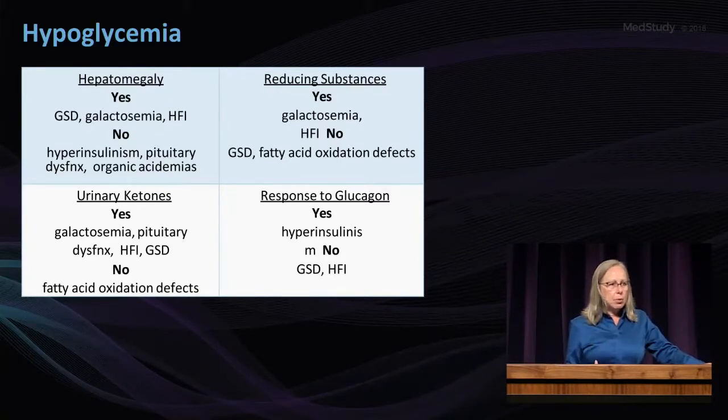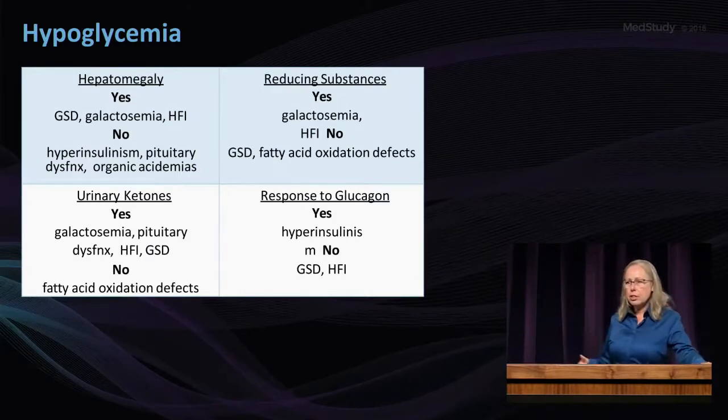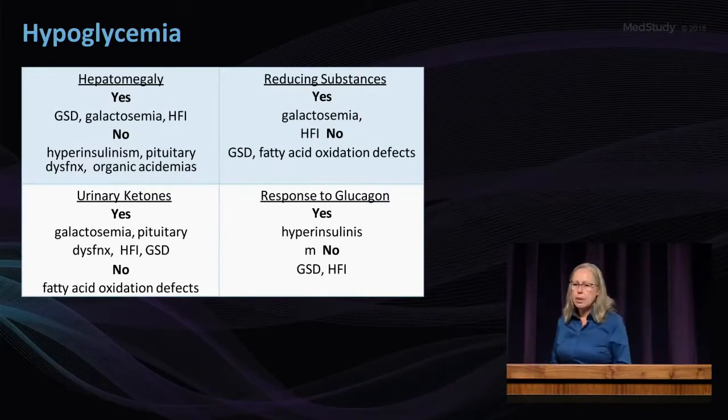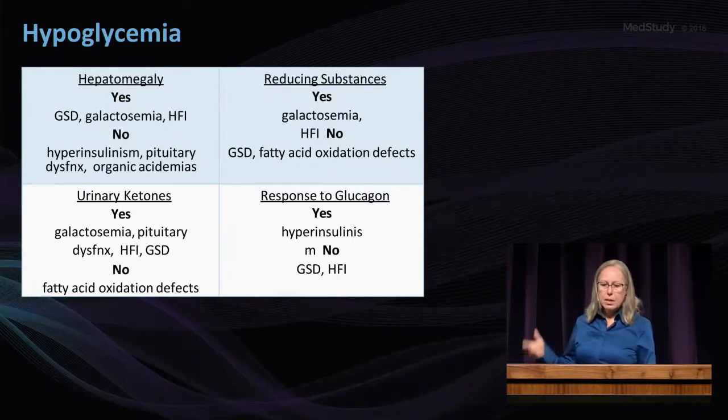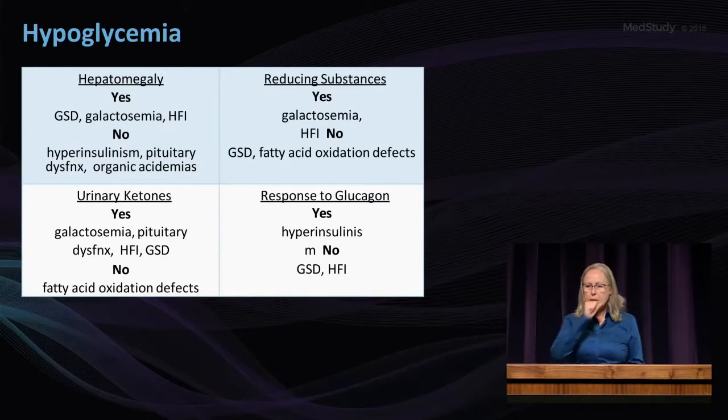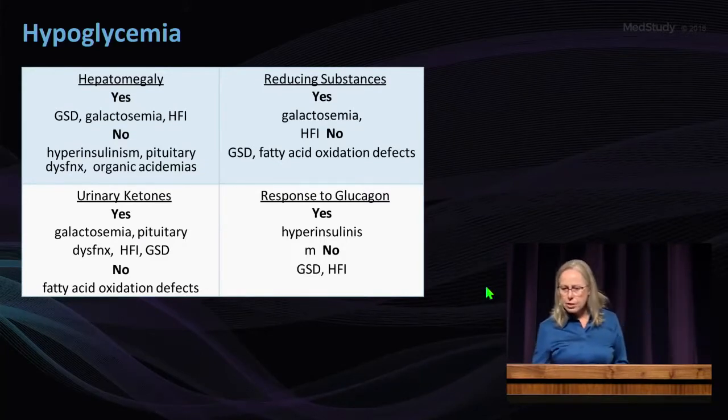All right. You will be asked at multiple points in your career and on exams about hypoglycemia. So this is my table. Everything in genetics is a 2-by-2 table. You will be given in every hypoglycemia scenario information about hepatomegaly, reducing substances, urinary ketones, and your response to glucagon. Your reducing substances, this HFI should be up here, no should be on the next line. So if you're making reducing substances, think about galactosemia and hereditary fructose intolerance, GSD and fatty acid oxidation disorders.